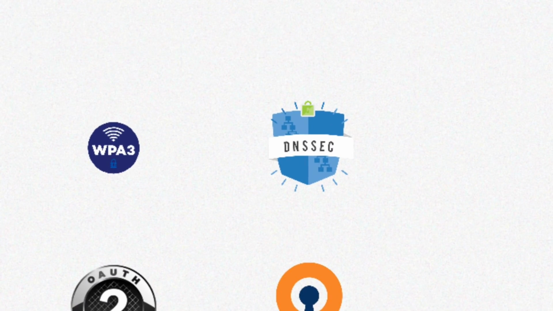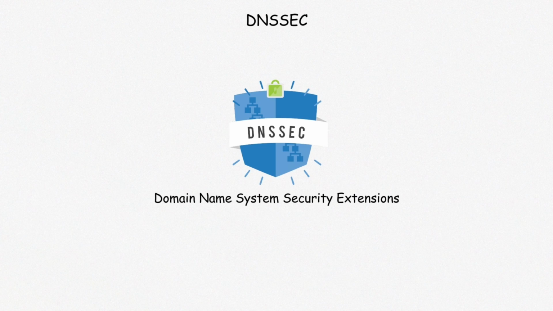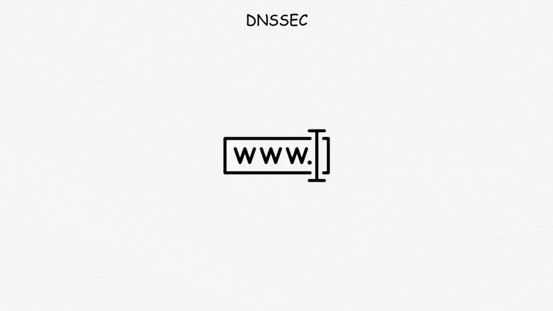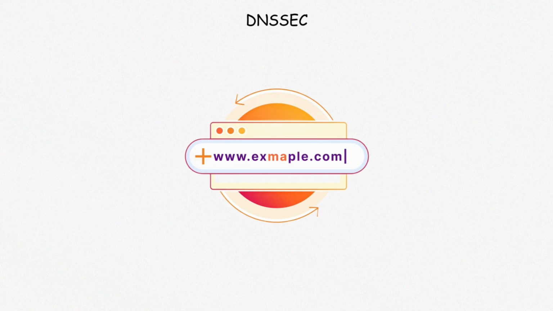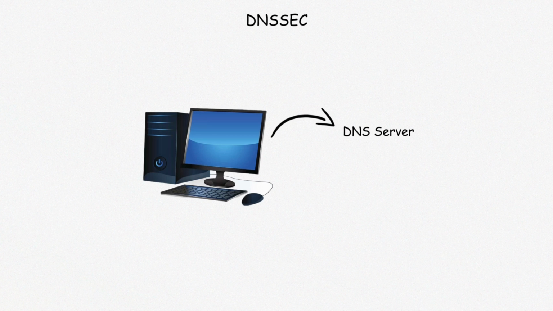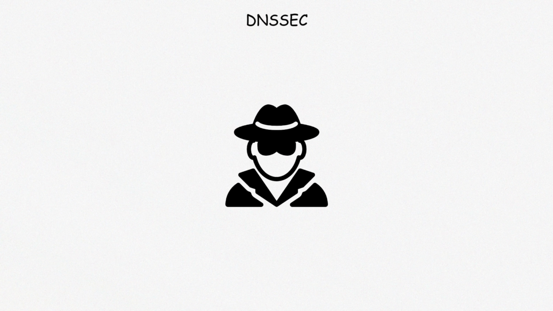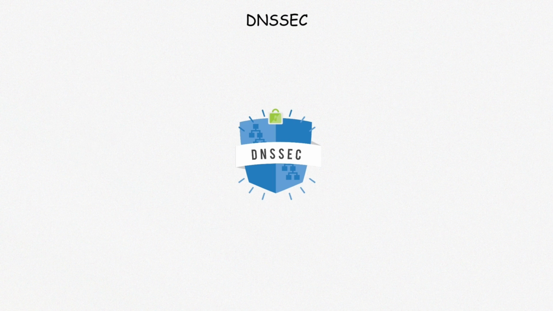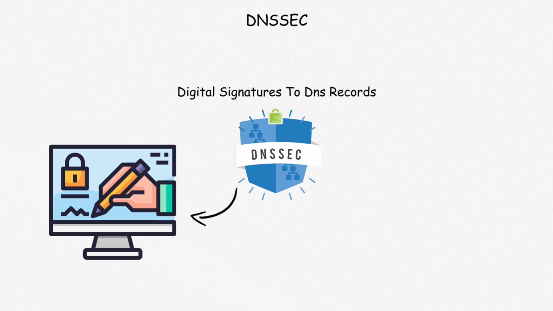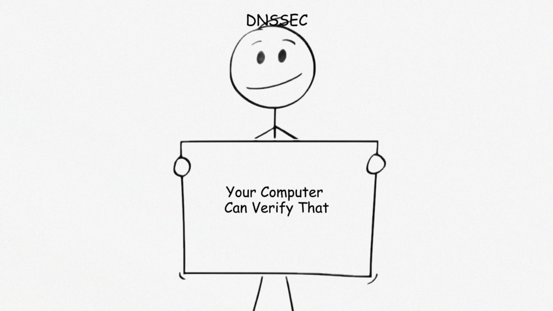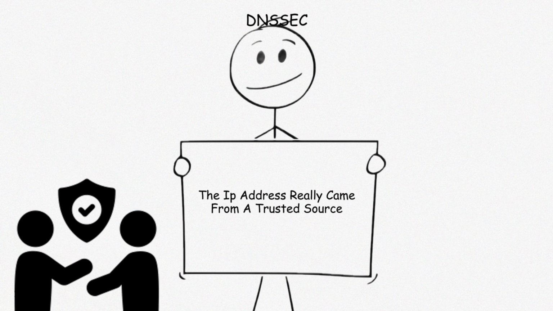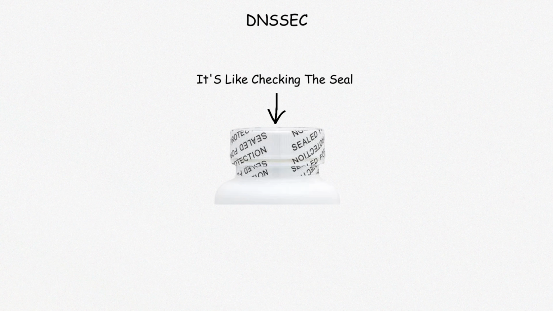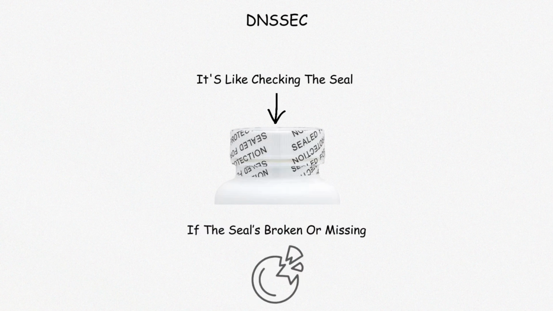DNSSEC. DNSSEC stands for Domain Name System Security Extensions. Normally, when you type a website name like example.com, your computer asks a DNS server for the actual IP address. But attackers can spoof those replies, redirecting you to fake sites. DNSSEC fixes that by adding digital signatures to DNS records. So now, your computer can verify that the IP address really came from a trusted source, not a hacker. It's like checking the seal on a medicine bottle. If the seal's broken or missing, you don't trust what's inside.